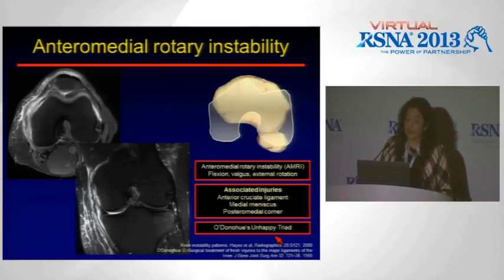So this is the mechanism that is responsible for the very famous but not that common O'Donoghue's unhappy triad, which is the constellation of ACL, medial meniscus, and medial collateral ligament trauma.